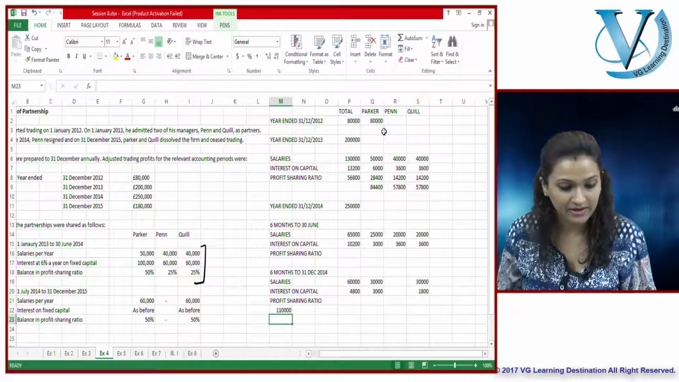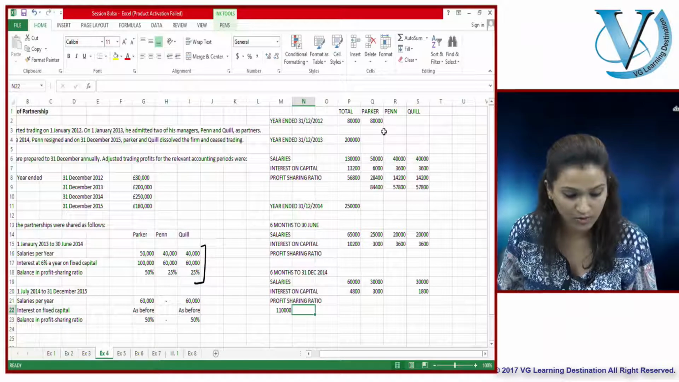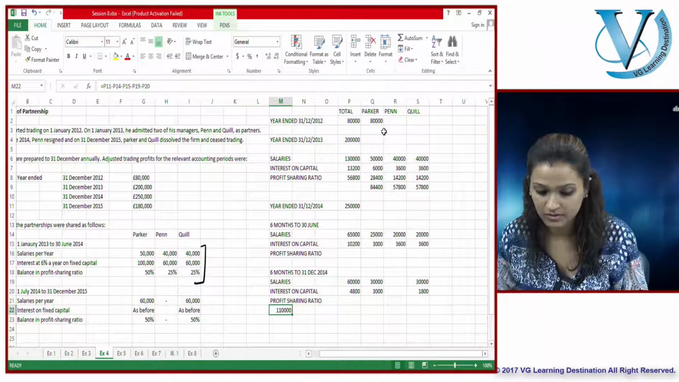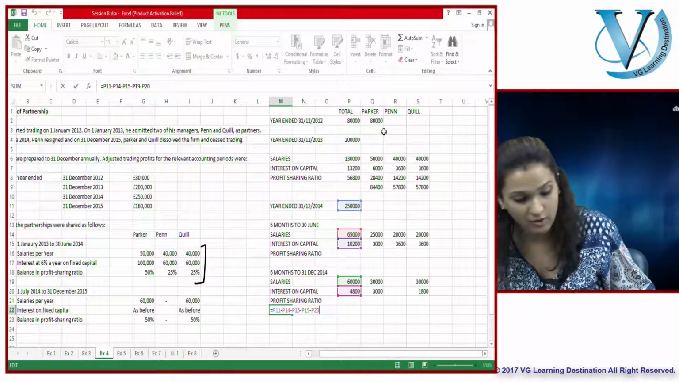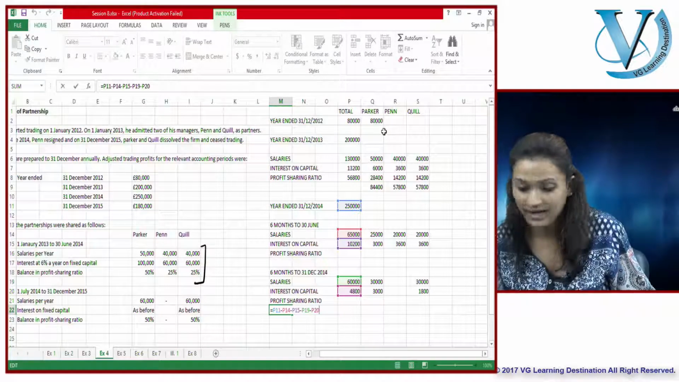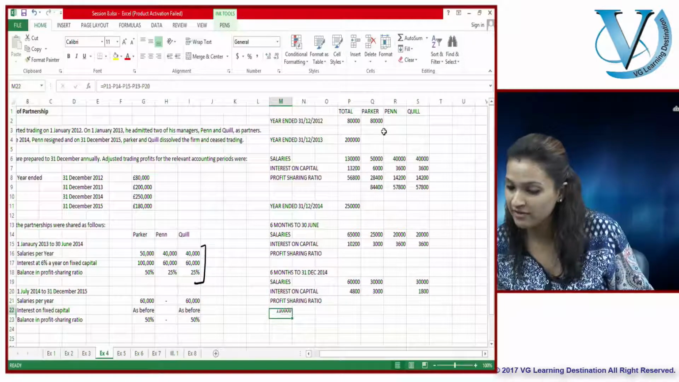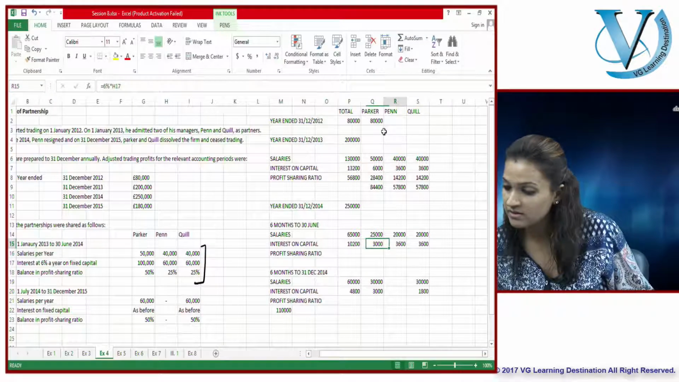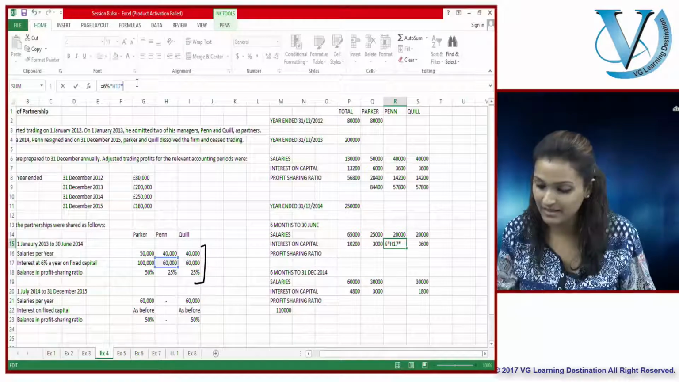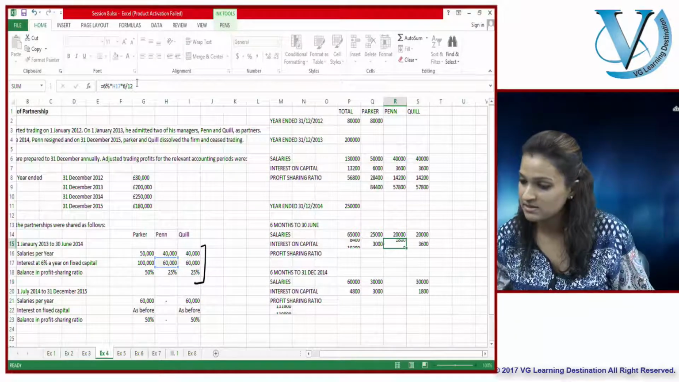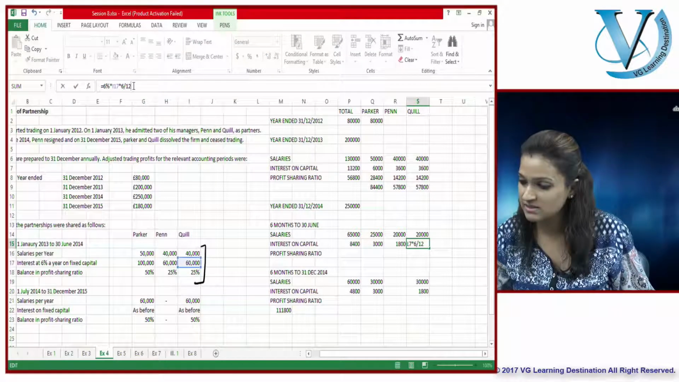Let's have a look at what is left. Out of the total 250,000 pounds, we've given away 65,000 pounds, we've given away 10,200 pounds. There seems to be an error here. Let me just check. Did I multiply it by 6 months? No, I did not, right? So I need to multiply this by 6 months. Similarly, I need to multiply this by a period of 6 months.